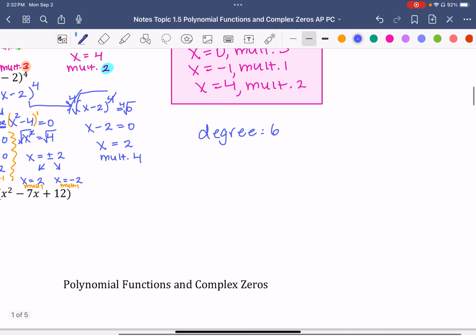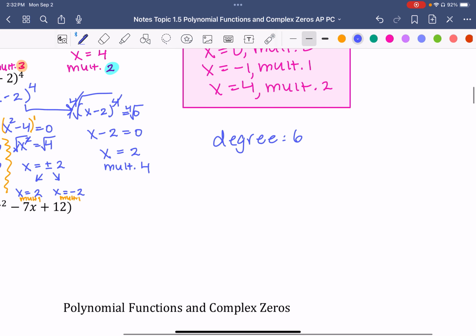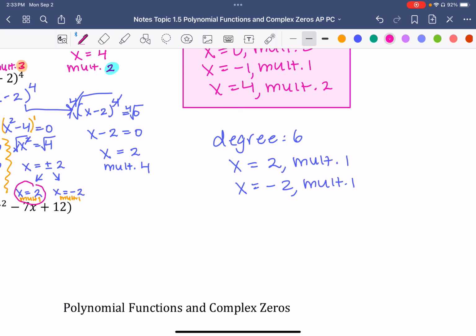And then let's see the answers that we got. I got from one side x equals 2 with a multiplicity of 1. The other one I got x equals negative 2 with a multiplicity of 1. Oh, but then on the other factor, I also got x equals positive 2 with a multiplicity of 4. So notice I'm going to circle it. This one and that one are the same exact 0. They're both positive 2. When that happens, you need to add the number of multiplicities.